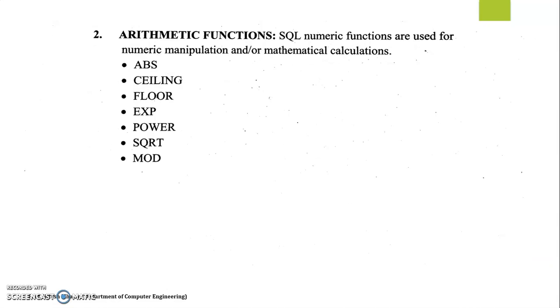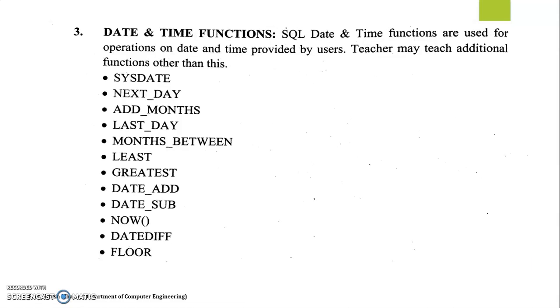Some of the arithmetic functions for numeric manipulation or mathematical calculation, like ABS for absolute, ceiling, floor, exponential, power, square root, and modulus. Date and time function are used for the operations based on date and time provided by the user, like system date, next day, add months, last day, months between, least, greatest, date add, date sub, now, date difference, and floor.